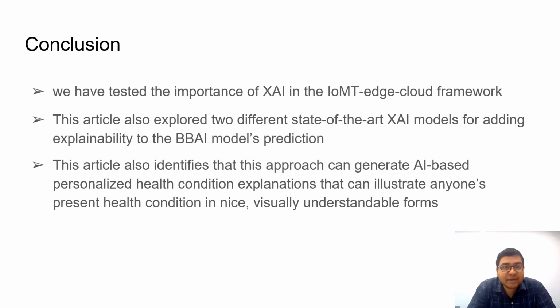So in conclusion, what we can say? Here we have tested the importance of explainable AI in the IoMT edge-cloud framework. Also, this article explored two different state-of-the-art explainable AI models for adding explainability to the black box AI model's prediction, that is LIME and SHAP with the black box model random forest. We have tested this here. And this article also identifies that this approach can generate AI-based personalized health condition explanations that can illustrate anyone's present health condition in nice and visually understandable forms.